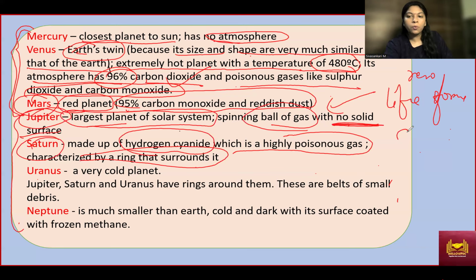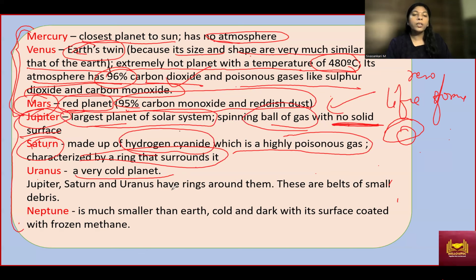So Saturn means always we would remember with a ring. Okay, like this it will revolve. Then come to Uranus, a very cold planet. Very cold planet, because it's far away from the sun. So this Jupiter, Saturn, Uranus, these three planets have rings around them. Okay, so there are rings around them.